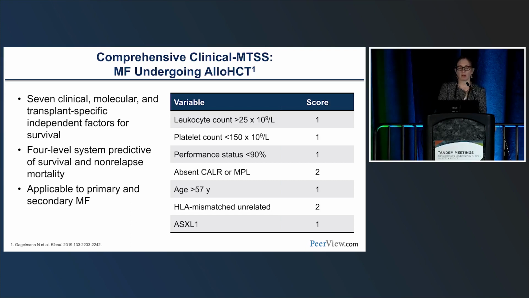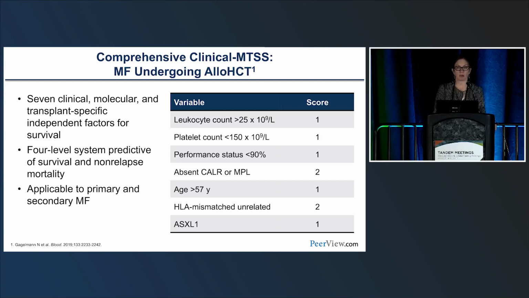So this leads us to another scoring system, the MTSS, which was generated using the EBMT database and took into account 7 clinical, molecular, and transplant-specific independent factors for survival. It took into account white blood cell count, platelet count, we're seeing a trend here, absence of CALR or MPL mutation, performance status, age at time of transplant, HLA mismatched unrelated donor, which again I want to point out, patients with myelofibrosis do appear to have somewhat of an intolerance to that mismatch, more so than we would expect for other transplant indications, and ASXL1.